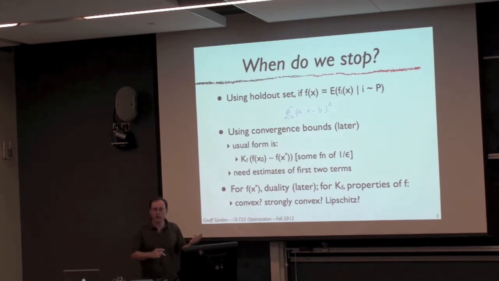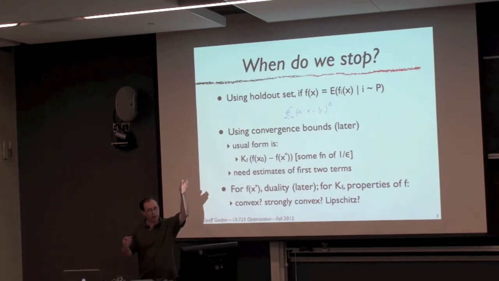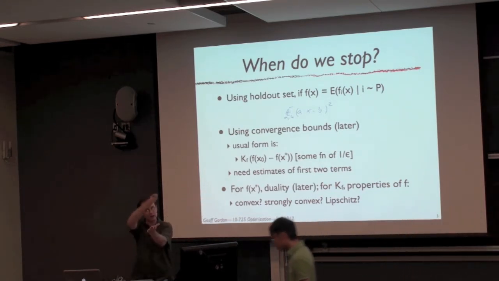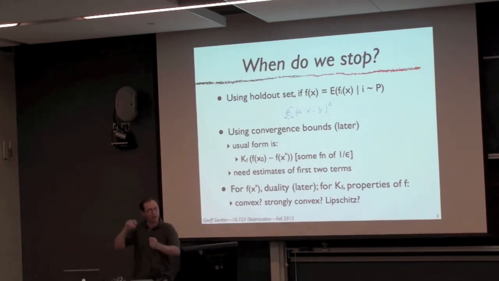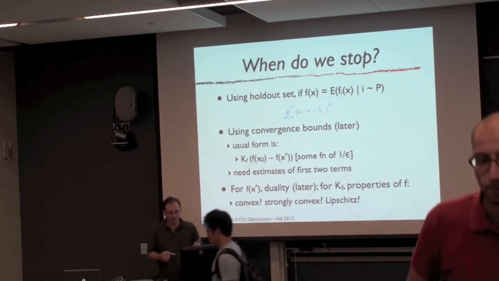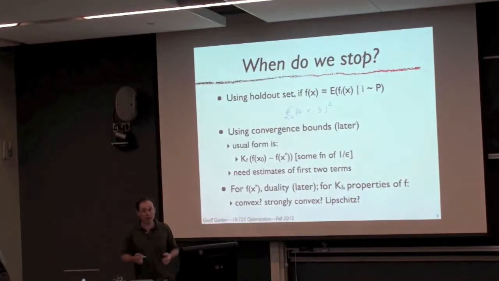The first method that we talked about was the holdout set method. If you're doing one of these statistical problems where the thing that you're minimizing is the expectation over some distribution of some set of functions sampled at points i and evaluated at x, the thing you're trying to optimize, then we had this holdout plot where the error on your training set would keep going down and the error on your holdout set would curve back up, and you stop when it starts to curve back up. That was the holdout method, and that's great if you can do it.